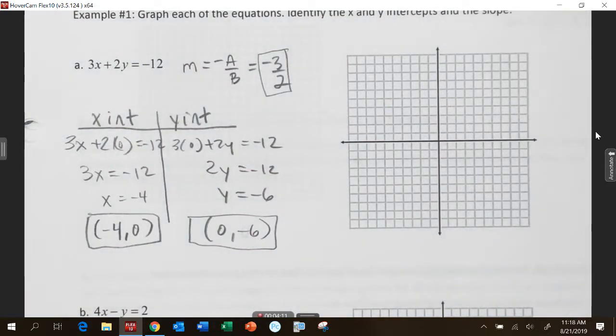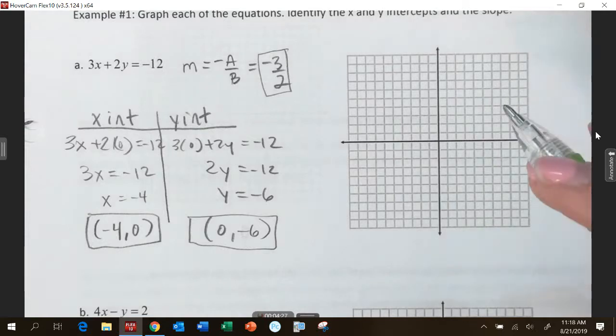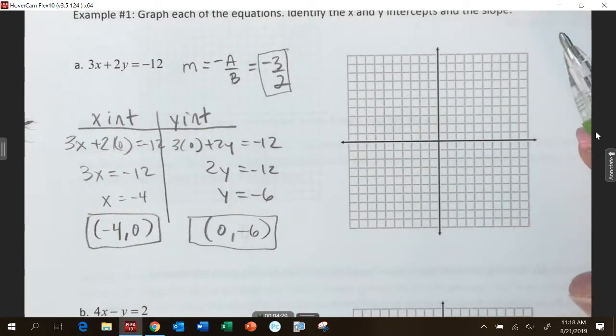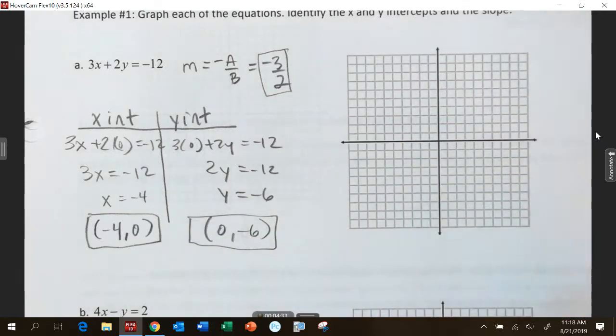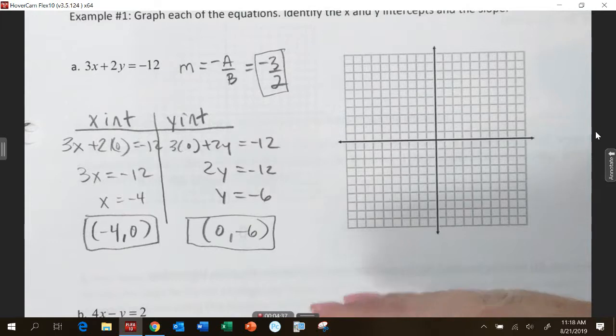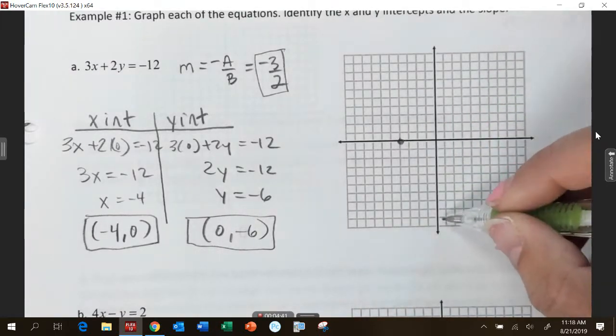And we're finding all 3 pieces of information because sometimes you can use all 3 pieces of information to graph it. Sometimes you may only want to use 2 pieces of the information, and you'll see that as we do examples and when you work on your assignment. So from here, you need at least 1 point and a slope, or at least 2 points. So we could graph both points, negative 4, 0, and 0, negative 6.